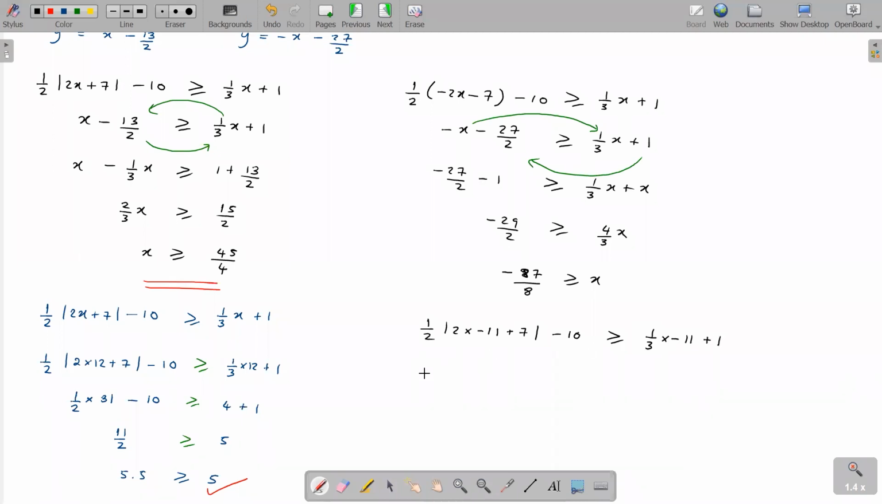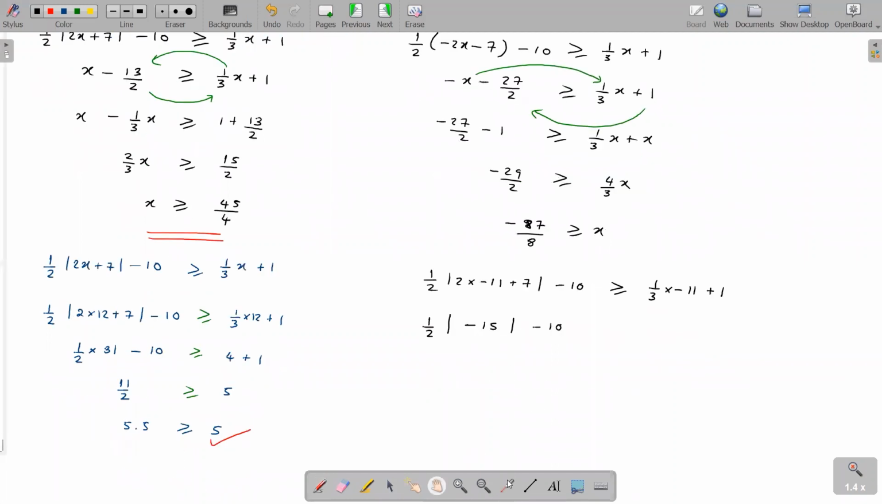Get the value of one side, half. What is the value inside the modulus? 2 times minus 11 is minus 22. Minus 22 plus 7 is minus 15, right? And minus 10. So get the value here. Modulus of minus 15 is what? Plus 15. So I get here half times positive 15 minus 10. Get me the answer here. So 15 over 2 minus 10 is 15 minus 20 over 2, which is minus 5 over 2.